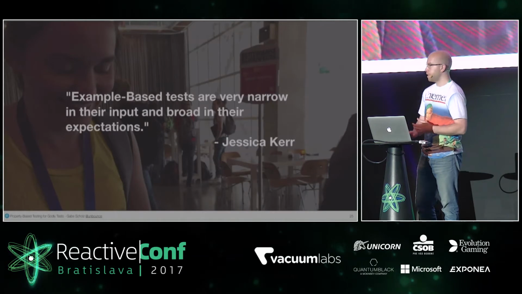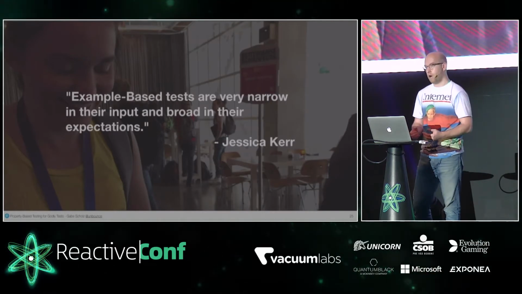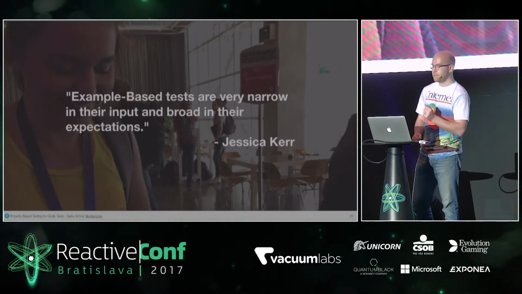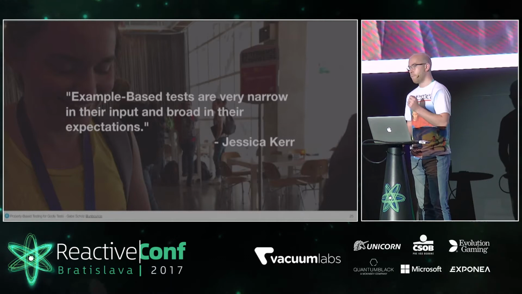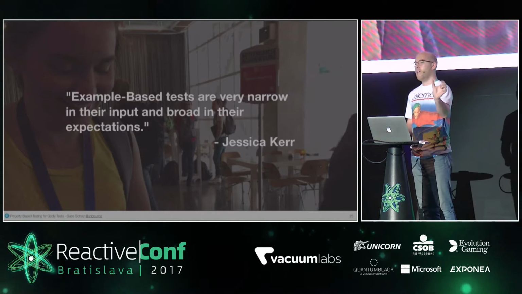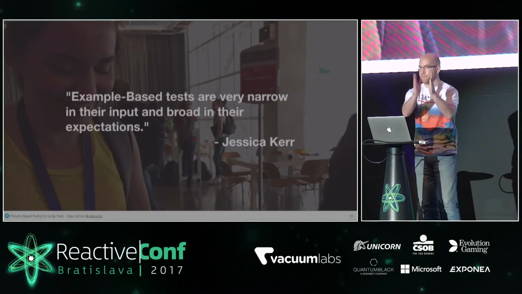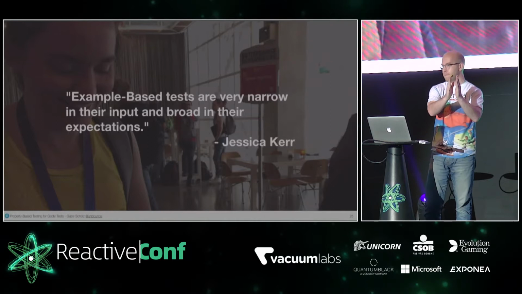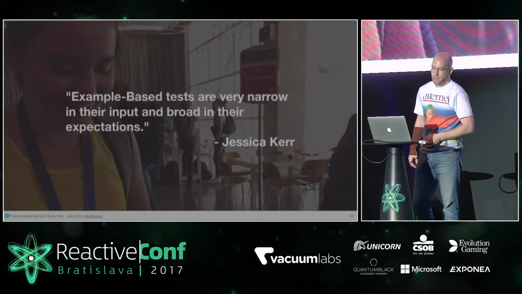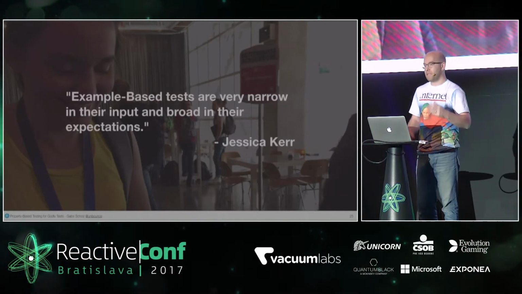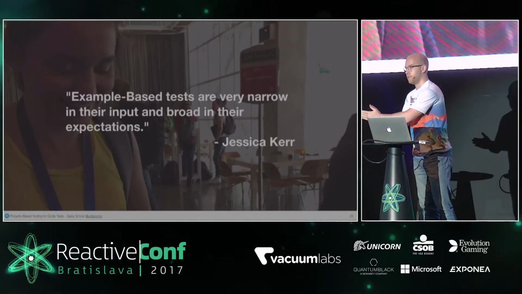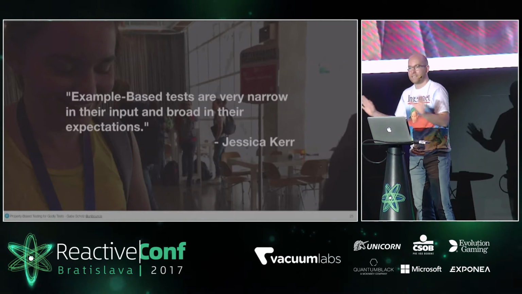Jessica Kerr gives a lot of talks on property-based testing, and she gave one a few years ago at the Midwest conference, where she said that example-based tests are very narrow in their input and broad in their expectations. So I have that exact array, 621, and I get back exactly 126. I'm saying just this one little sliver of data in, and it has to be exactly this. Fuzz testing is like the opposite, right? It could be any input, but I have no expectation about what the result is. It has to work, that's it.